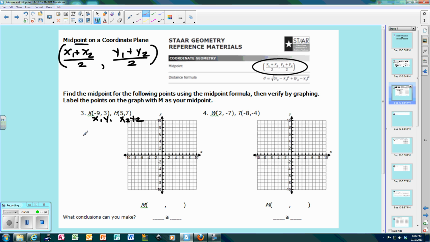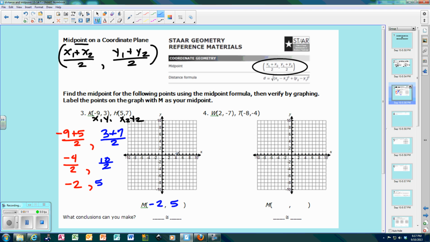So I'm just going to add the x's together. So I've got -9 plus 5 divided by 2. So that's -4/2, which becomes -2. Now I'm going to put my commas here. And I'm going to do the same thing with the y values. So now I'm going to add my y's. 3 plus 7 divided by 2. That's 10/2, which is 5. So my answer, the midpoint, is at (-2, 5).